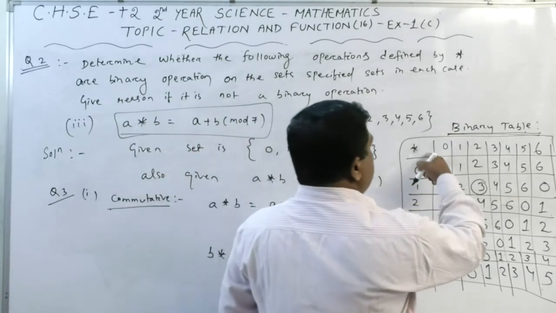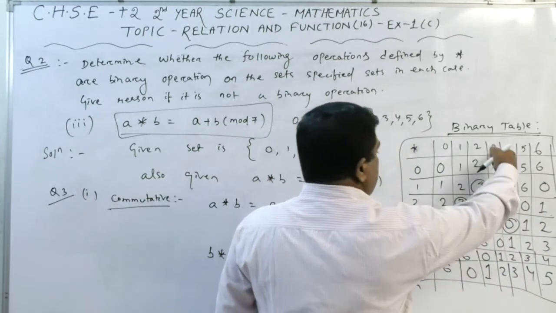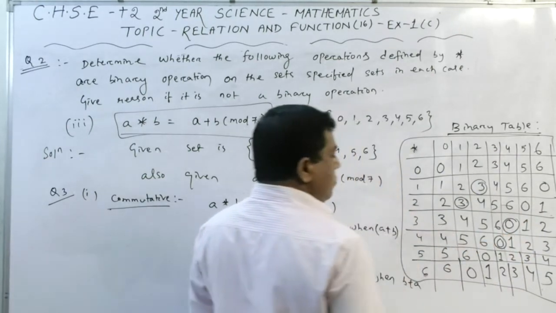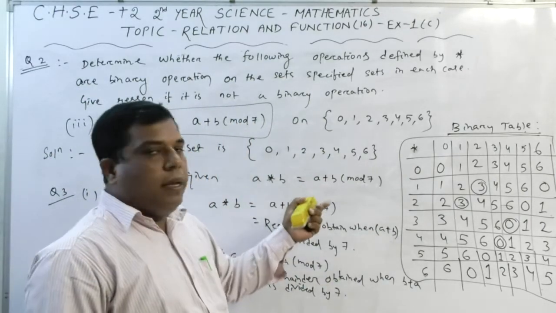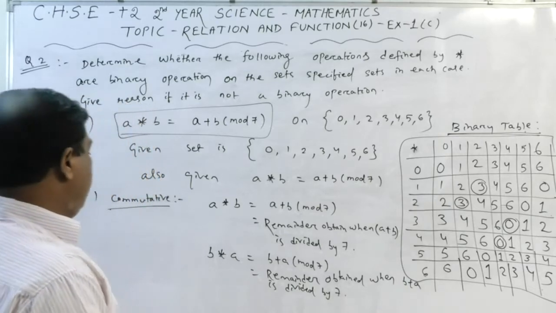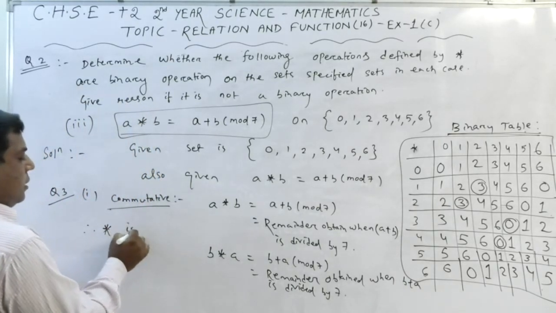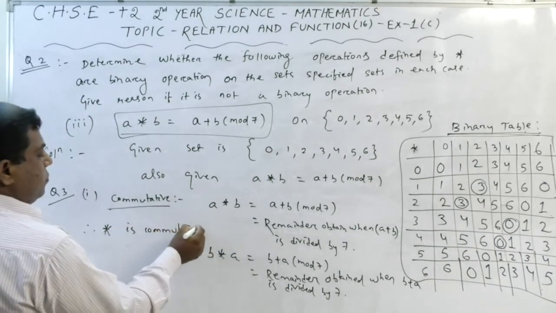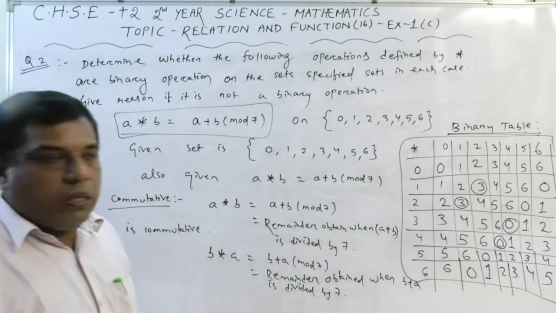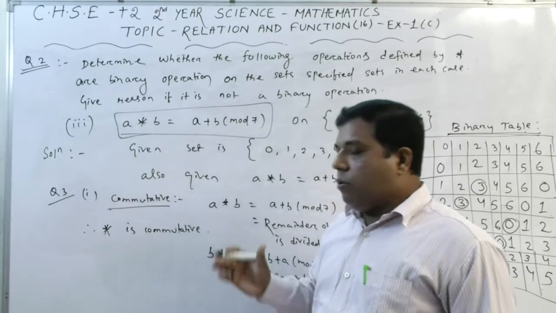If you take 3 star 4, you are getting 0. And if you take 4 star 3, you are also getting 0. Okay? So we can say it is commutative in nature. Therefore, finally we can say star is, in this case, commutative. So in this way, we can check whether it is a commutative law or not.